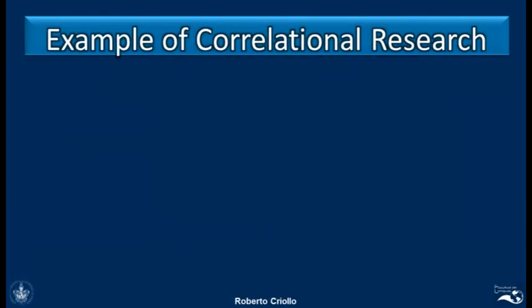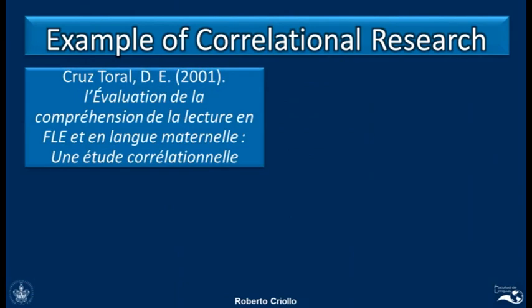Now we're going to end by giving an example of correlation research. This is a thesis that I directed back in 2001, and it's called the evaluation of reading comprehension in French as a foreign language and mother tongue, a correlational study. It is in French. It was one of the first theses that I directed in French.